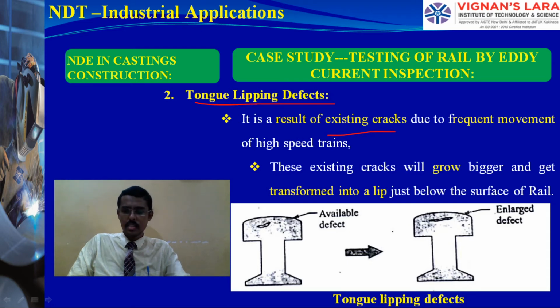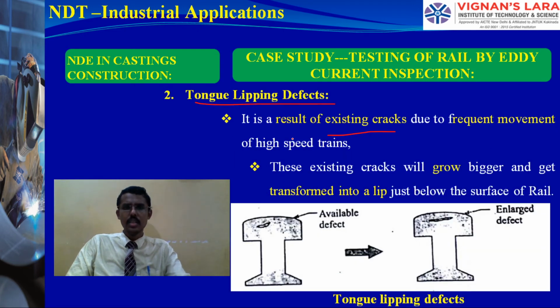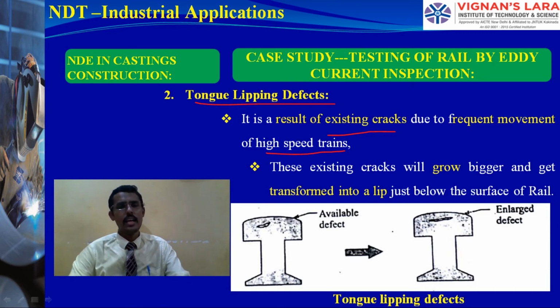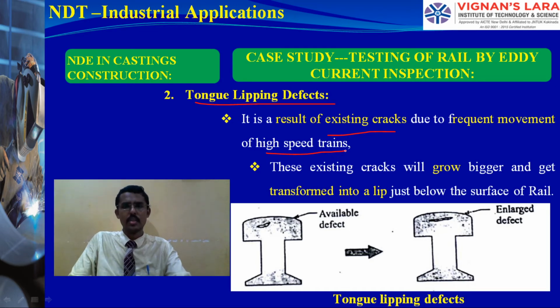When this defect of a gauge face corner is formed, it will enlarge. Those defects will become tongue lipping cracks due to frequent movement of high speed trains. If it keeps moving frequently even after the crack has formed, it means nothing but vibration. If it is moved again and again, the vibrations keep acting on that specific location. Then the crack is immediately going to elaborate or extend. So that is called tongue lipping. This existing crack will grow bigger.